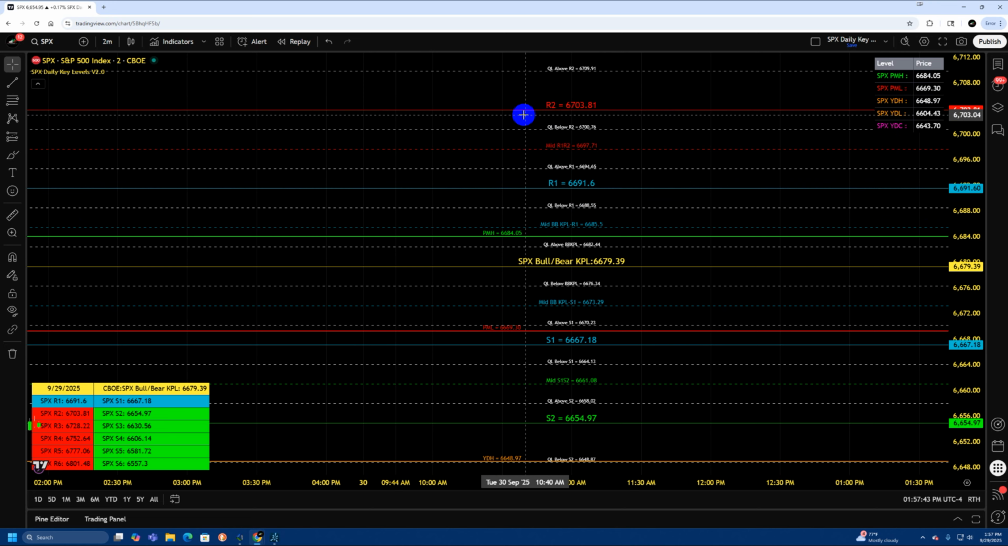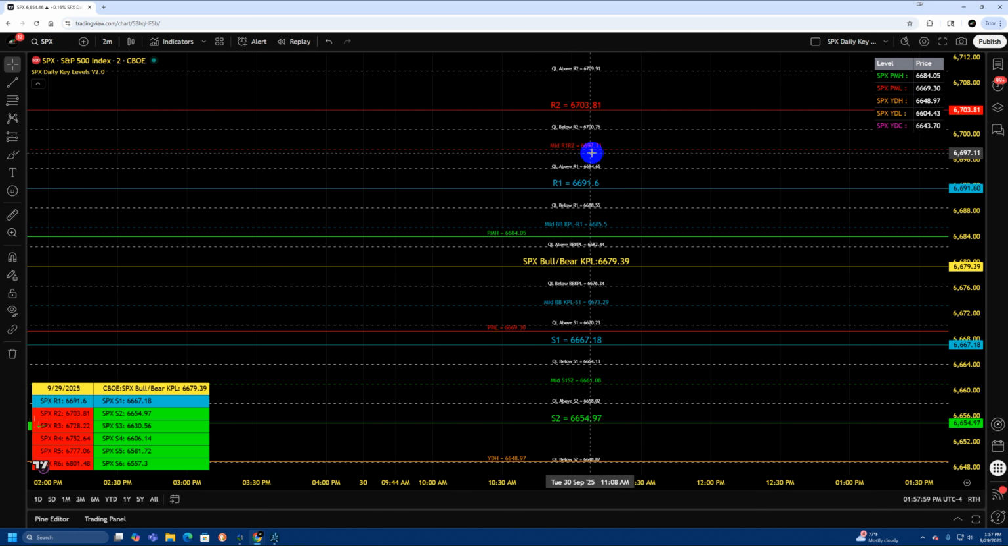If we were taking a bullish trade on a breakout above R2, then our tight stop loss in that bullish trade on a breakout above R2 is QL below R2, and our standard stop loss on a breakout above R2 is going to be the first midpoint below R2, which is mid R1, R2.